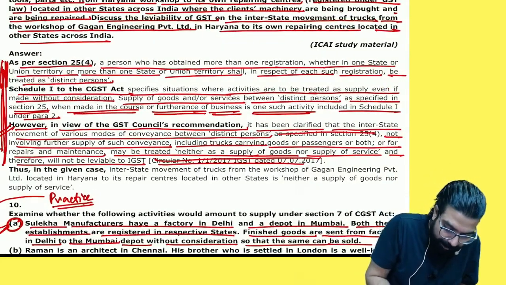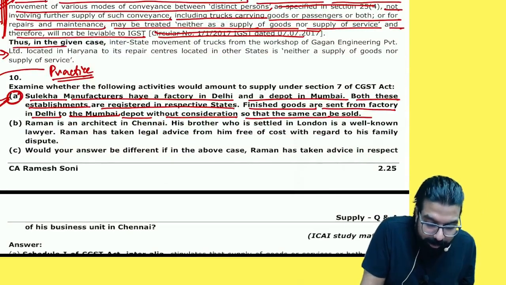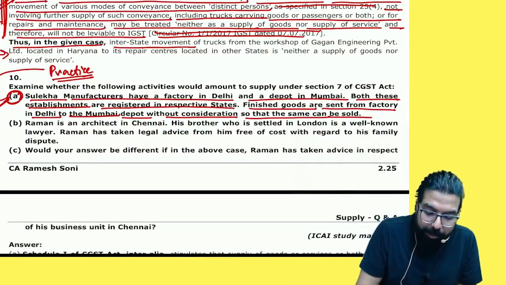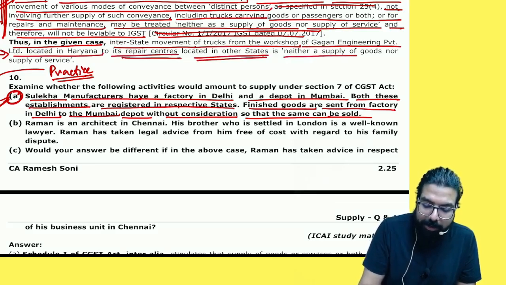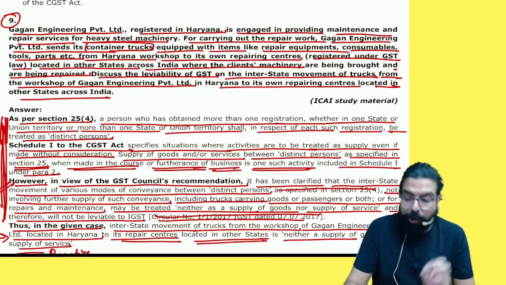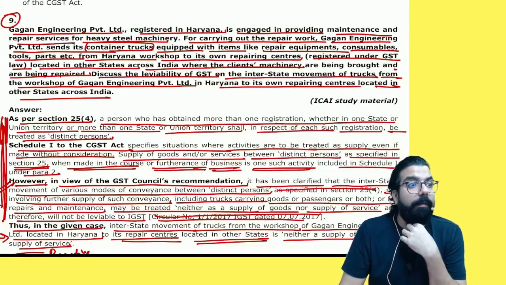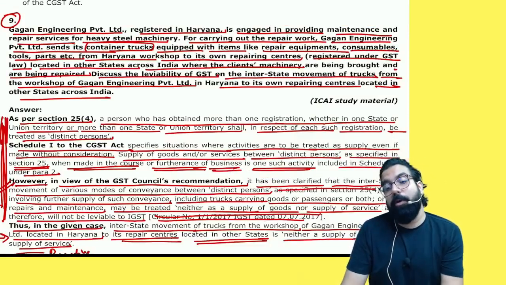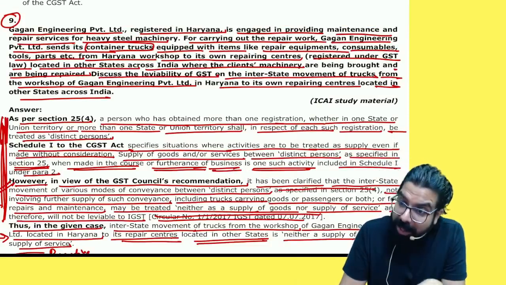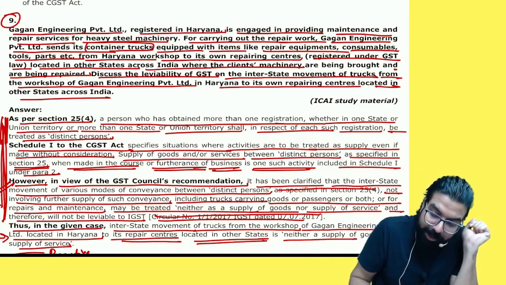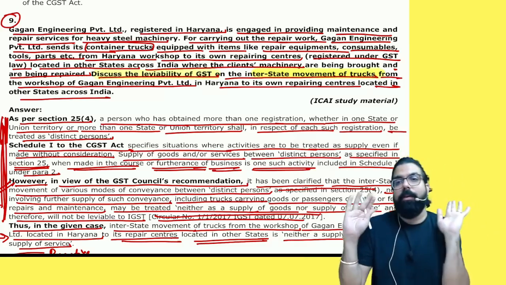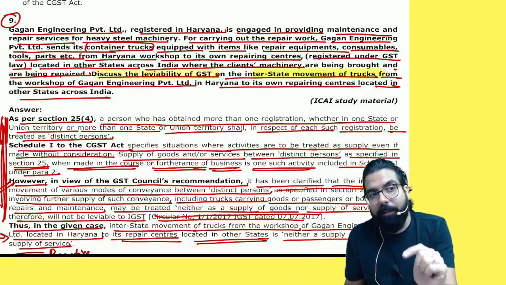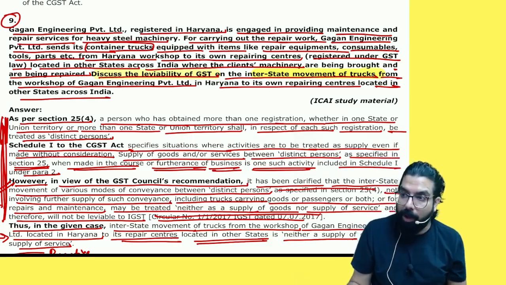Now we will apply. In the given case, interstate movement of conveyance from the workshop of Gagan Engineering in Haryana to the repair center in another state will be neither supply of goods nor supply of services. Sir, they did not write about the repair services given, because they did not ask about it in the question. In the question, what are they asking? Discuss the GST on interstate movement of truck. Are they asking about the repair and maintenance service? Yes or no? Can we go ahead, everyone?